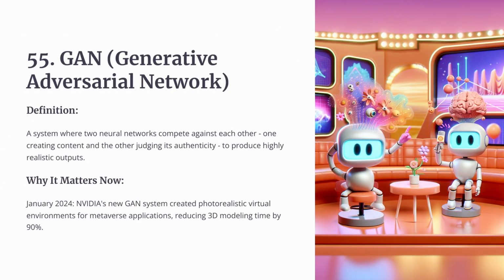A GAN is a system where two neural networks compete against each other, one creating content and the other judging its authenticity to produce highly realistic outputs. Imagine an art student and a strict art teacher. The student keeps creating work while the teacher critiques it, making the student better over time. NVIDIA's virtual environment breakthrough is like having an artist who can create entire virtual worlds that look completely real, and they can do it in a fraction of the time it would take a human team.